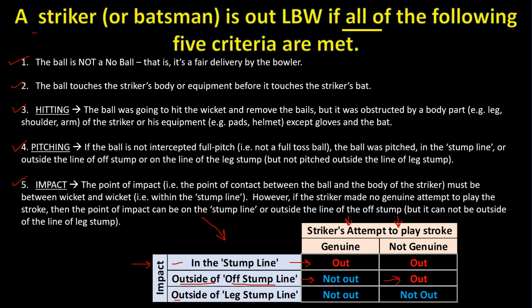The third row is that the impact is outside of the leg stump line. In this condition, regardless of the genuineness of the attempt by the player to play the stroke, the batsman cannot be called out LBW. So you see, this is all that is there to law number 36 of LBW. You can take a screenshot of this picture and use it for your reference whenever you have to decide whether a batsman or a striker is out LBW or not.